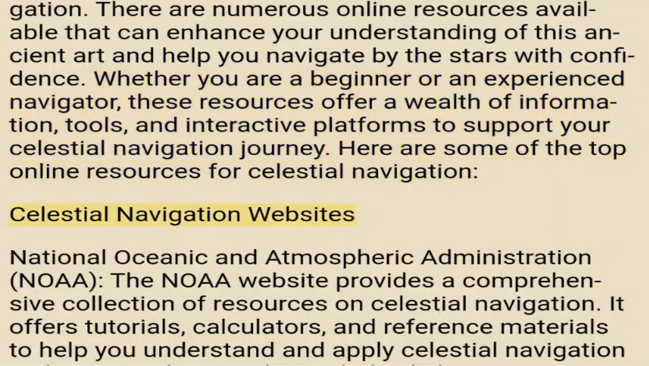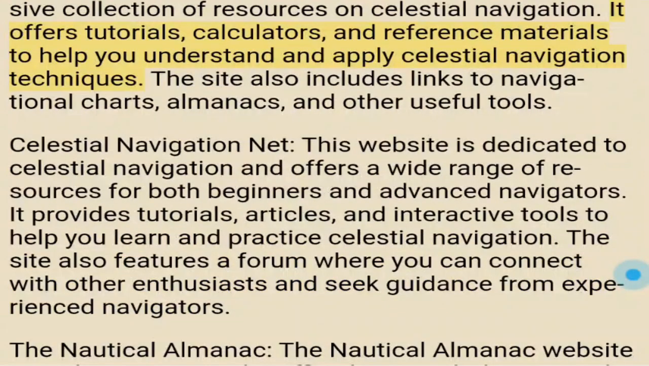Celestial navigation websites. National Oceanic and Atmospheric Administration (NOAA). The NOAA website provides a comprehensive collection of resources on celestial navigation. It offers tutorials, calculators, and reference materials to help you understand and apply celestial navigation techniques. The site also includes links to navigational charts, almanacs, and other useful tools.